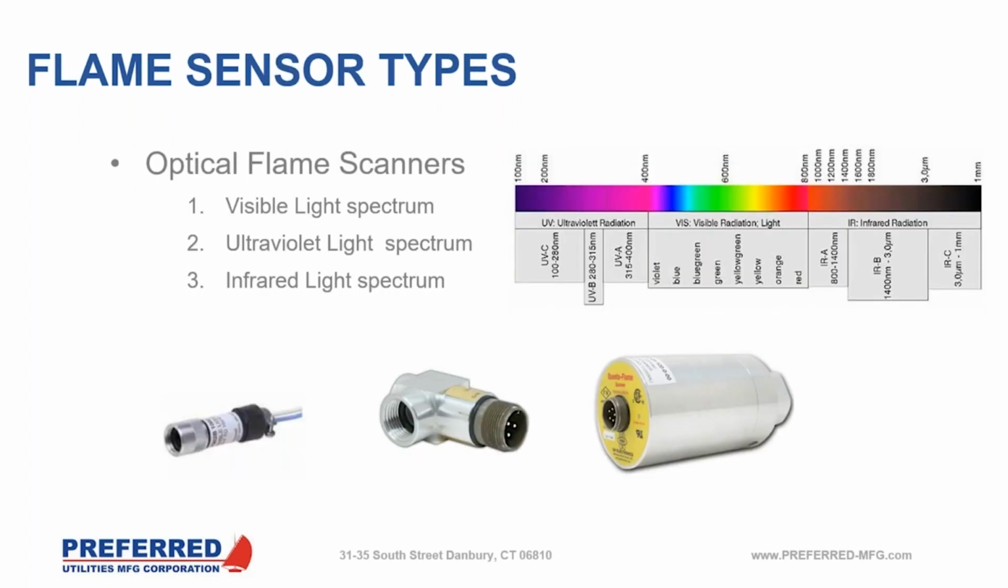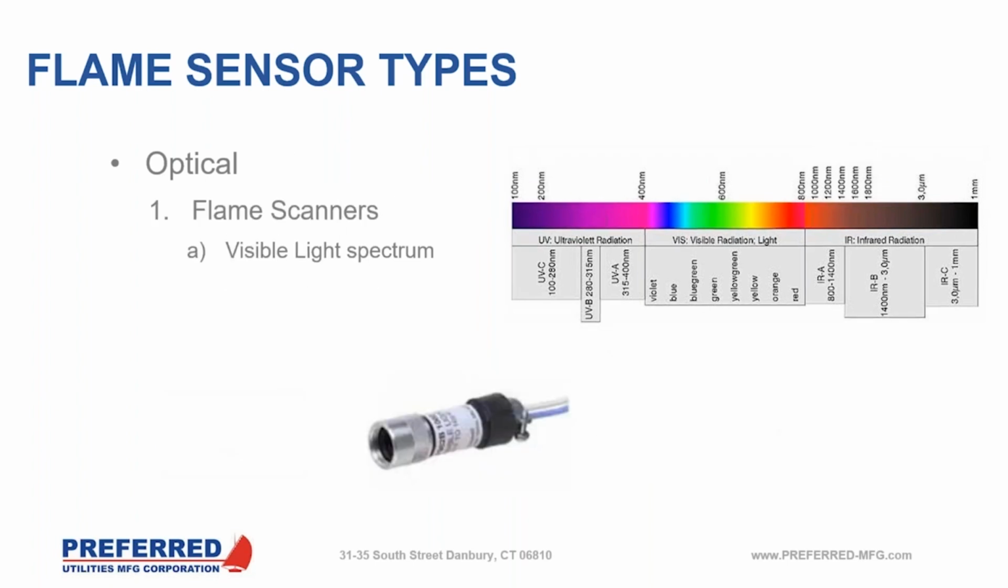Okay, so we've got the three different types of flame scanners: the visible light, ultraviolet light, and infrared. Let's talk about the visible light spectrum right now. That's going to be in that 400 nanometer to 800 nanometer range. That's what our eyes can see. And when we were looking at other ways of recognizing combustion or flame beyond the infrared sensors, visible light was used.